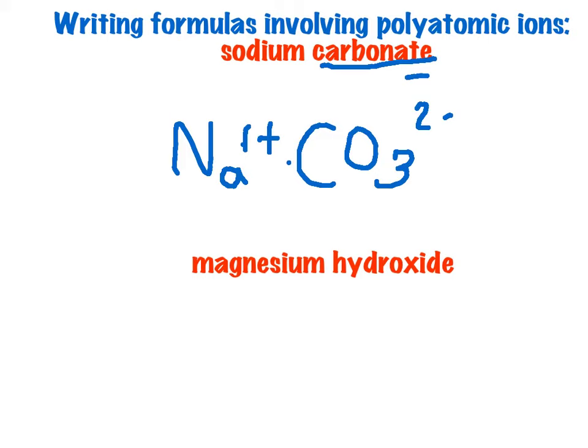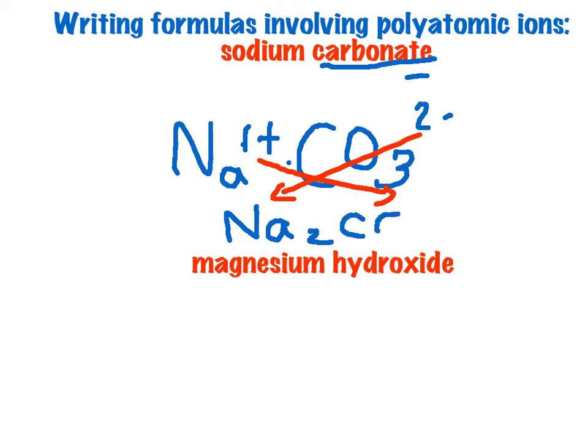Next, what we're going to do, if you remember, hopefully from the other lesson, we're going to crisscross those charges. So we will end up with Na, the 2 came down, and we're crisscrossing a 1 down around the CO3, so we don't need to worry about putting anything in there. So Na2CO3 is the correct formula for sodium carbonate.